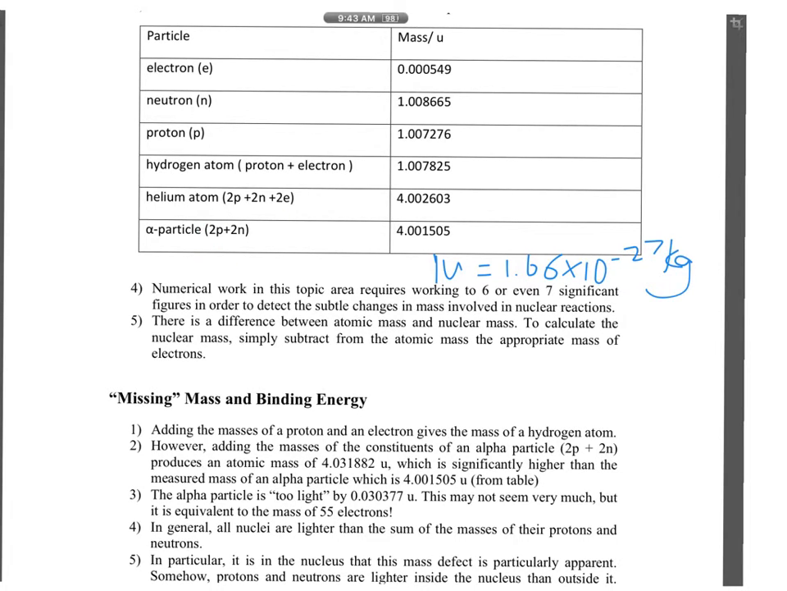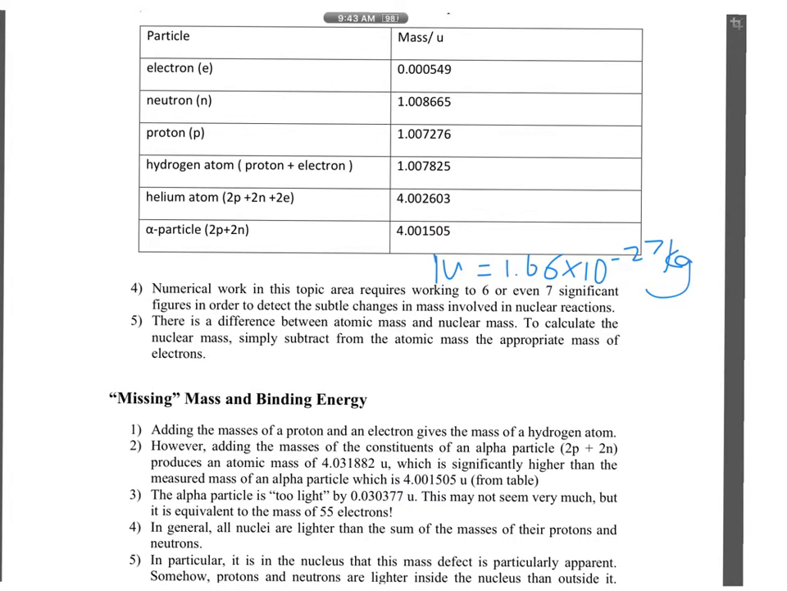I want you to take from the table the mass of 2 protons. That means you take this times 2, and then you add the 2 neutrons, that means this times 2. So you add up 2 times this plus 2 times this. What do you get? See whether or not you can get the mass of the alpha particle here. If you do that, you will realize that the number is not the same. How much is the difference? The difference is about 0.030377 U.